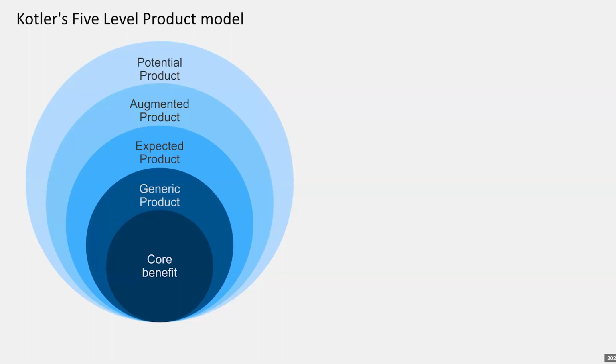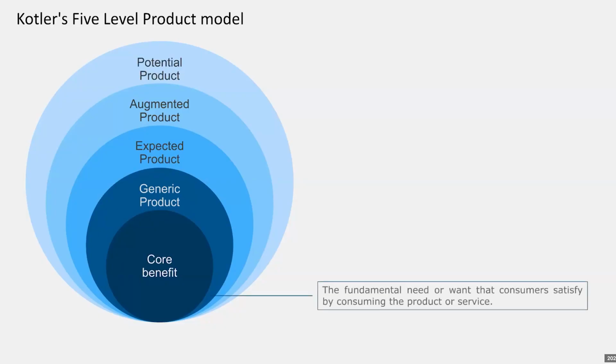At the core of the product is the core benefit that the product is giving you, right? It's called the core benefit. Then on top of it is the generic product. Then there is the expected product. Then there is augmented product, and then there is the potential product, right? So it's basically hierarchical. Let's try to understand each one of these.